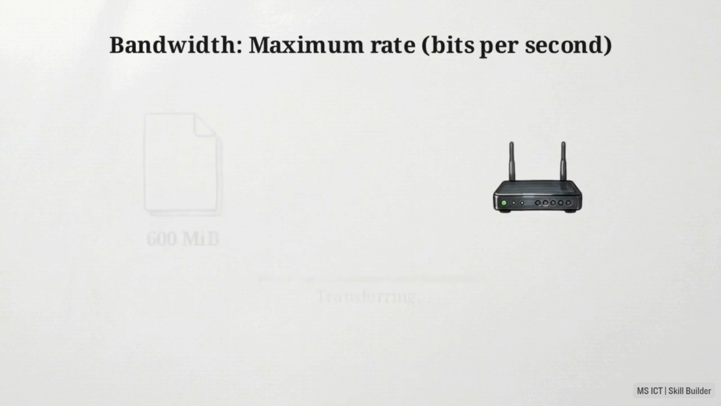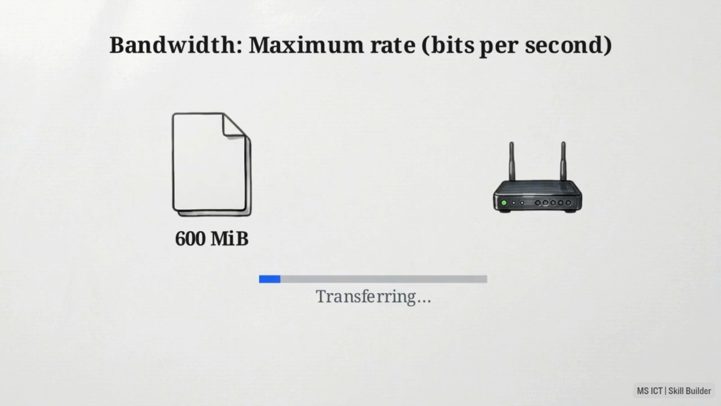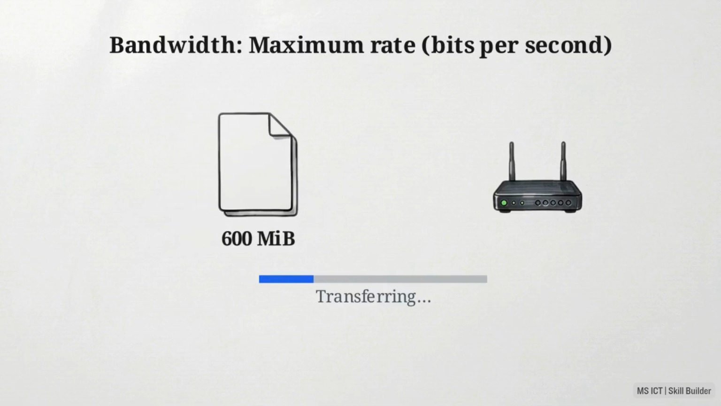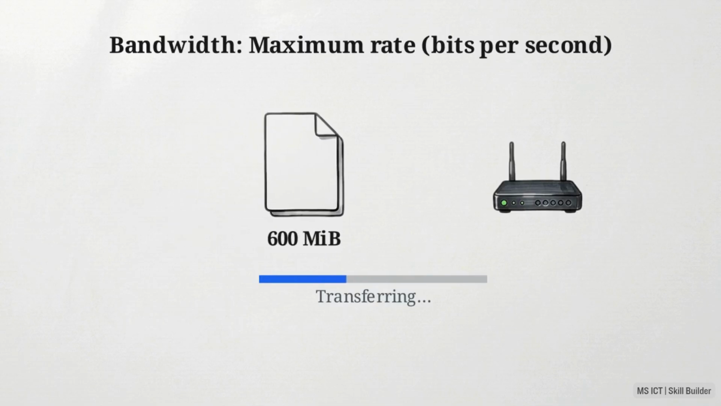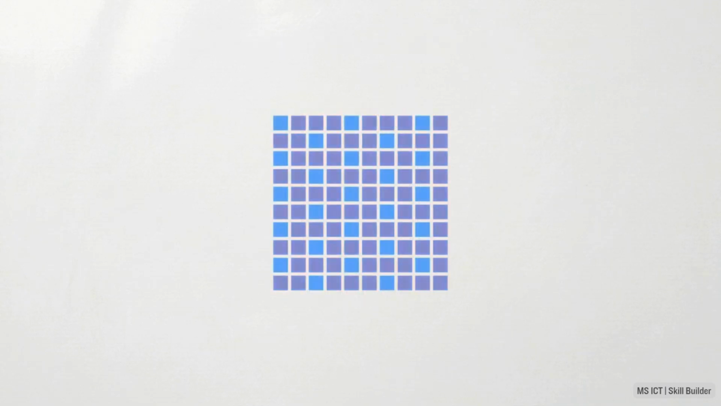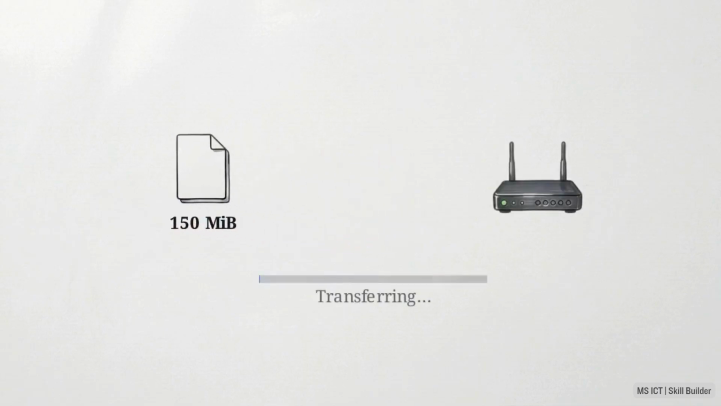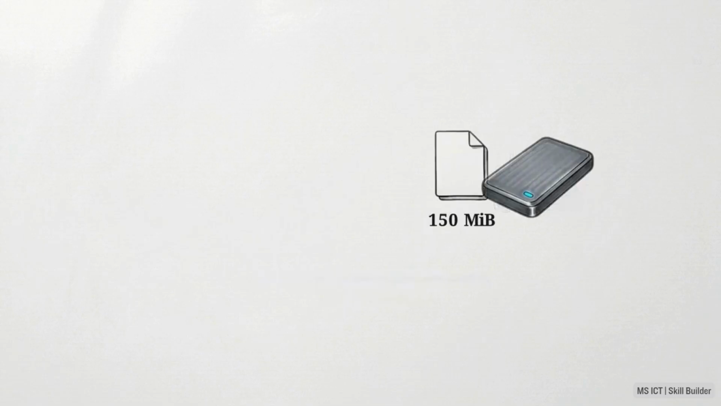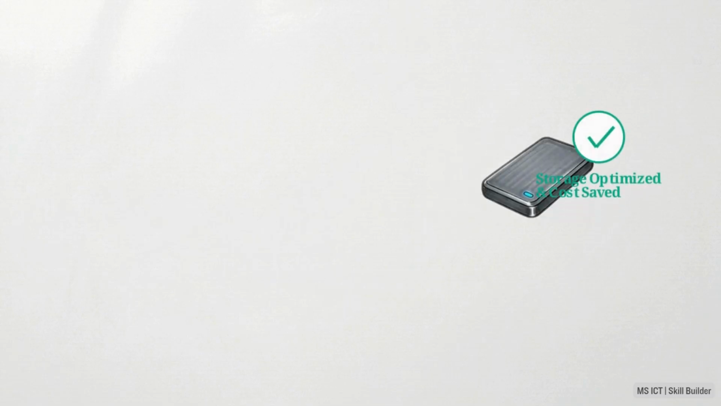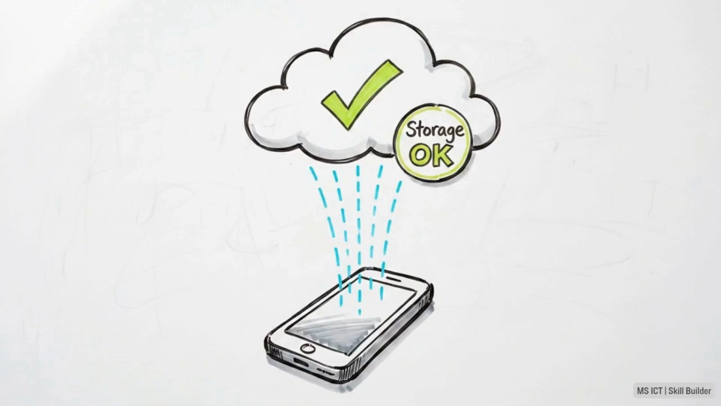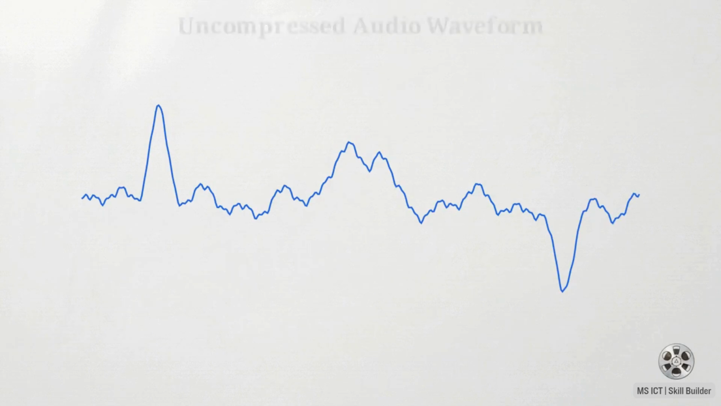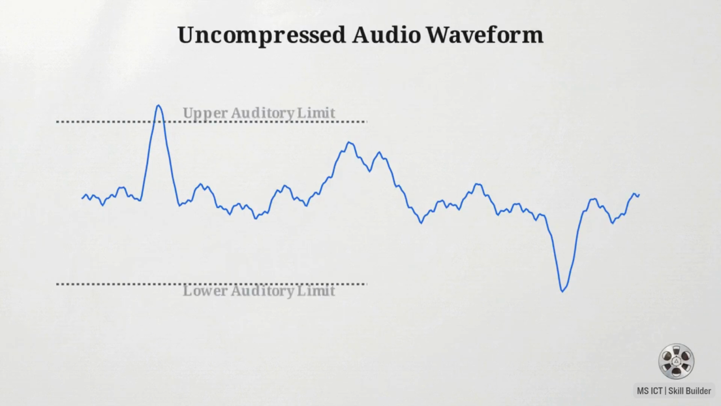Transferring these large files also consumes network bandwidth, the maximum rate at which data moves. Large uncompressed files take longer to upload and download, and often lead to higher costs for cloud storage and internet service. Compression reduces the number of bits in a file, which lowers the bandwidth required for transmission. By shrinking the data, files can move across a network faster while staying within the storage limits of a device or a cloud account. Lossy compression reduces file sizes by permanently deleting unnecessary data.